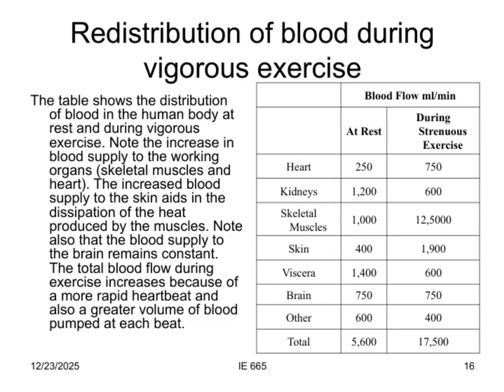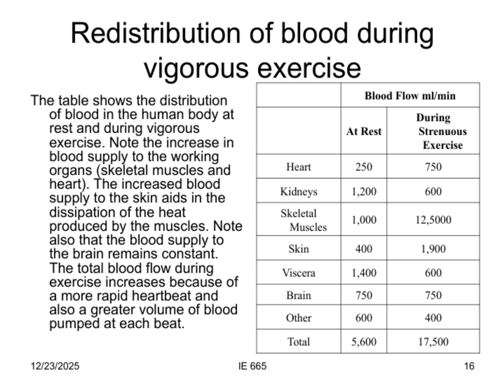Let's take a closer look at this table showing how blood flow changes in the human body at rest versus during vigorous exercise. As you can see, the numbers are given in milliliters per minute for different organs and tissues. Now, during exercise, there's a remarkable increase in blood flow to certain areas. For example, the skeletal muscles see a huge jump, from about 1,000 ml per minute at rest to over 12,500 ml during strenuous activity. This makes sense because muscles need more oxygen and nutrients when they're working hard.